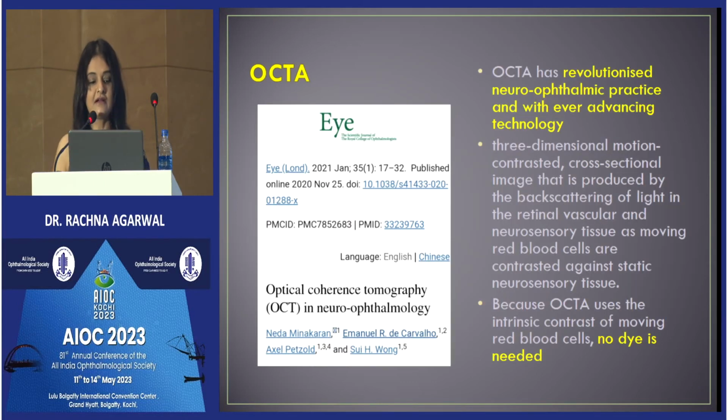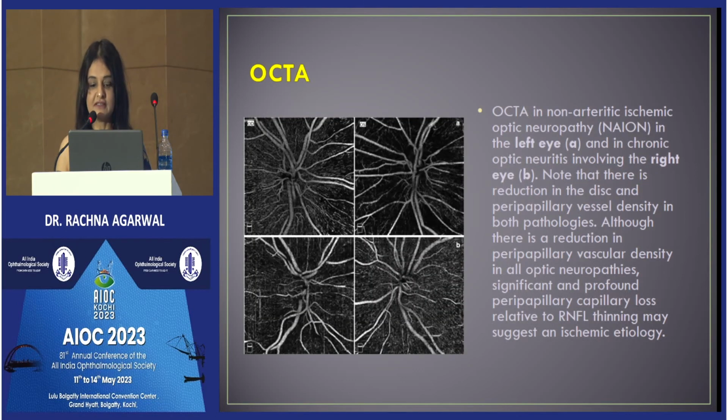Now, coming on to OCT angiography, it has revolutionized neuro-ophthalmic practice with ever-advancing technology. It is a three-dimensional motion contrast cross-sectional image produced by backscattering of light in the retinal vascular and neurosensory tissue, as moving RBCs are contrasted against the static neurosensory tissue. The important thing is that no dye is needed in this procedure. So this is an example of how it can help us.